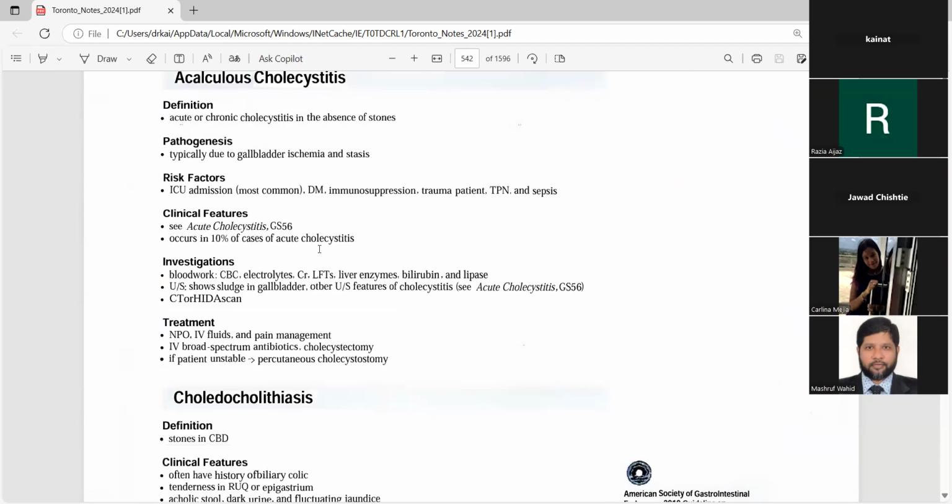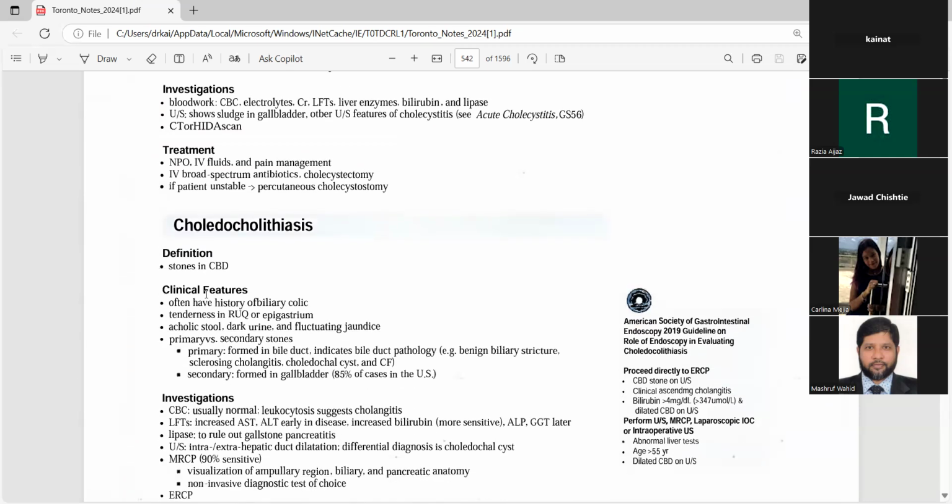Acalculous cholecystitis, same thing: NPO, IV fluid, and you're going to do the ultrasound to find out the sludge in the gallbladder.